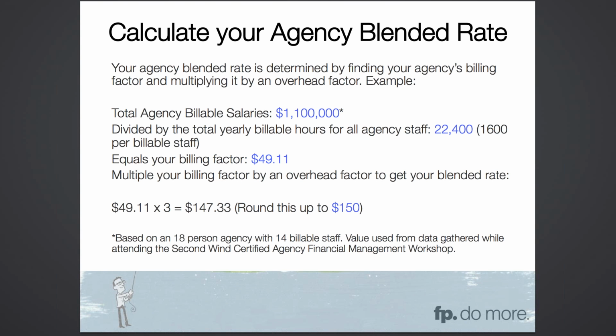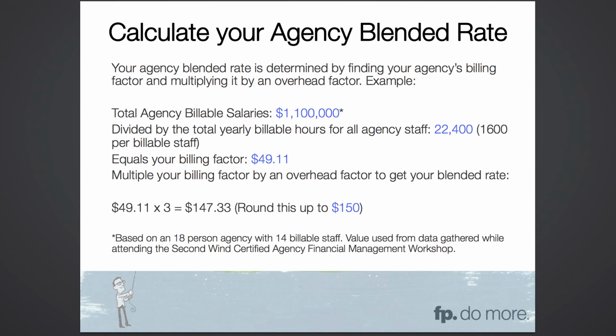We're then dividing that by the total yearly billable hours for all agency staff. So for all billable staff, I have 14 billable staff, 1,600 hours per billable staff per year, coming out to 22,400 hours. Quick comment on that: 1,600 billable hours for a billable staff person per year is a good target. That's a good number to look at as a target for the amount of billable hours for a staff person per year. At 52 weeks per year, you're looking at just over 30 billable hours per week for that staff person.